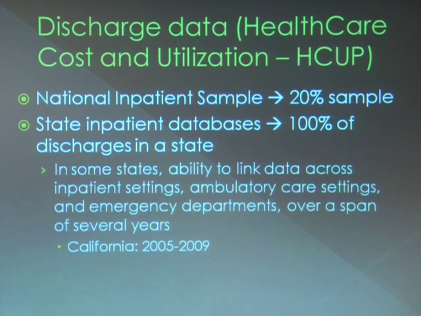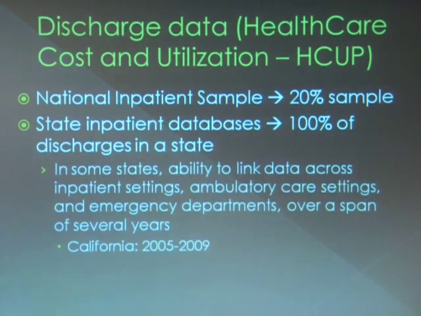But we also have the state inpatient databases, which cover 100% of discharges in a given state. And that makes it very, very rich. Not only that, but for a state like California, and I believe also for New York, they've not only made the inpatient discharges available, but also discharges from the ambulatory care settings and also from the emergency departments. 100% of inpatient, ambulatory care settings, and emergency department.